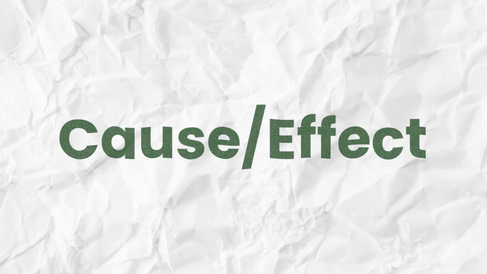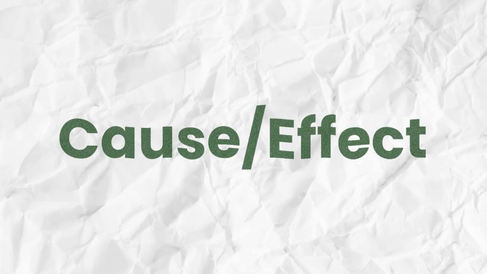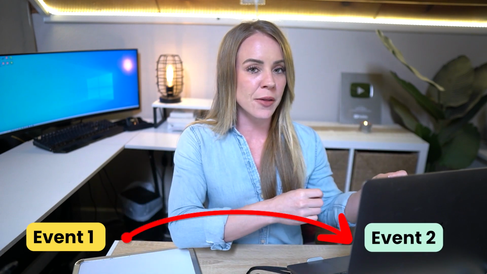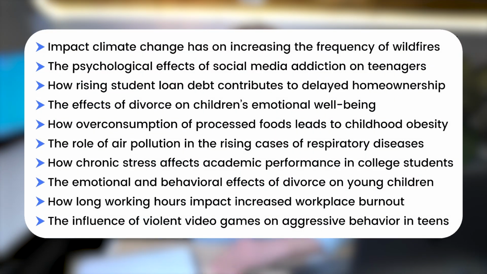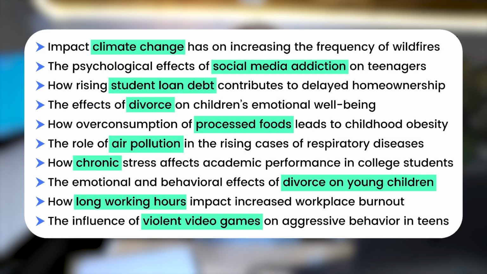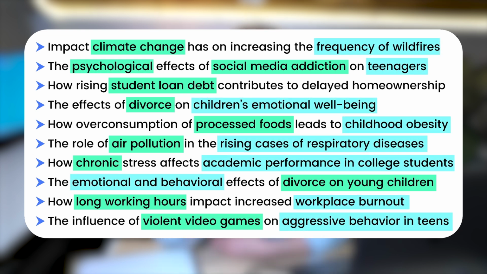The third type of essay is a cause and effect essay. So this is where you're explaining how one event leads to another, or maybe how that one event impacts the other. When you're writing this, typically you want to include the cause first and then lead to the effect. A good indication that a cause and effect might be the right structure for your essay is where you see the word impact or effect in the topic.